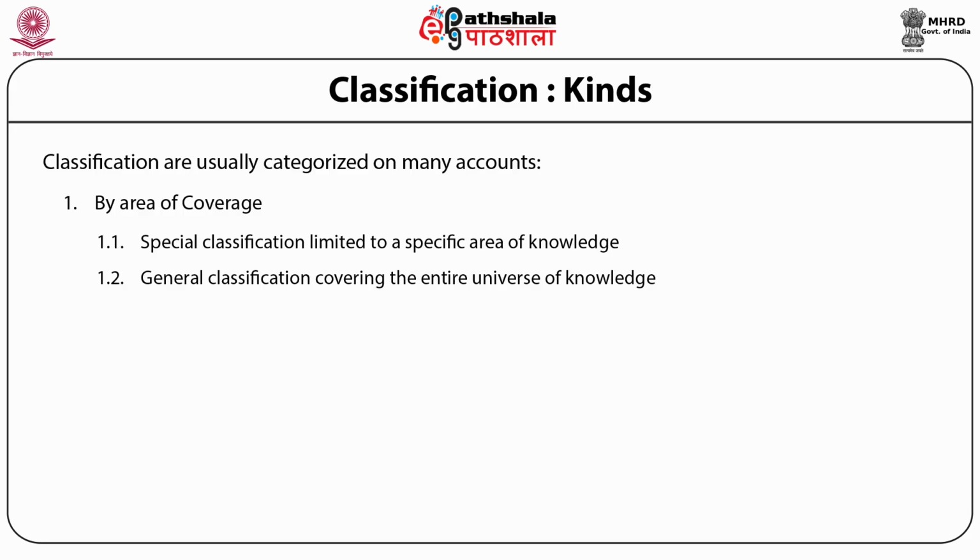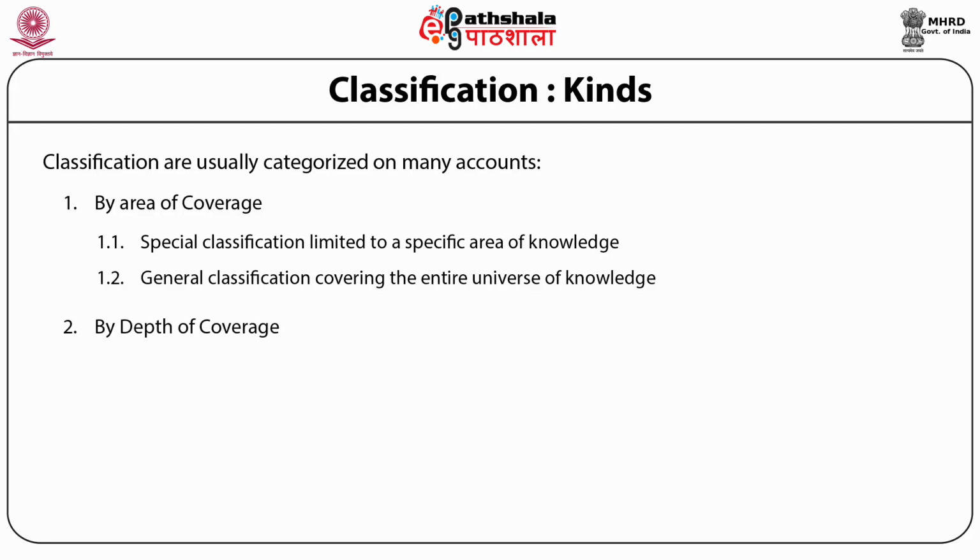There can also be some homemade classifications which cover the entire universe of knowledge. But some classifications are lopsided. A general classification may be more inclined toward, let us say, social sciences, or it may be more useful for science and technology and so on, but still they are known as general classifications.